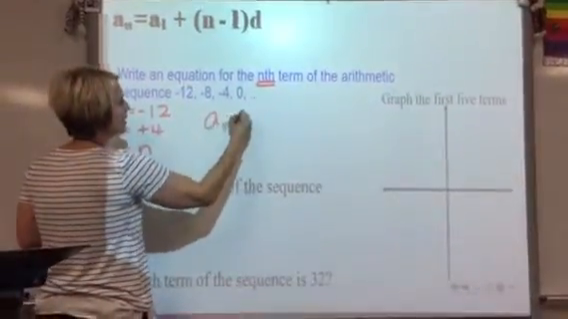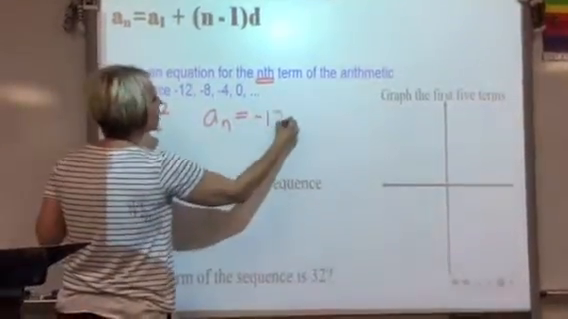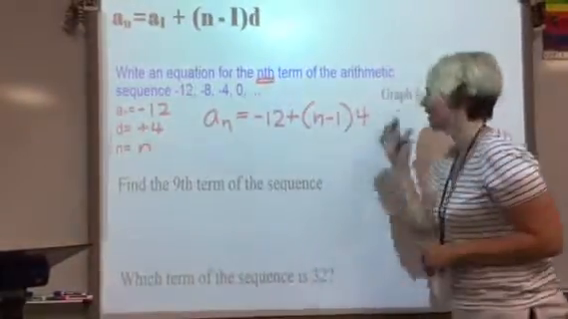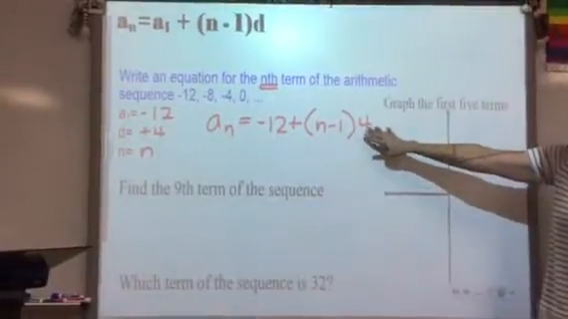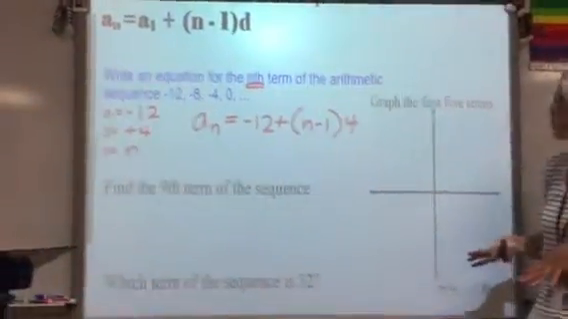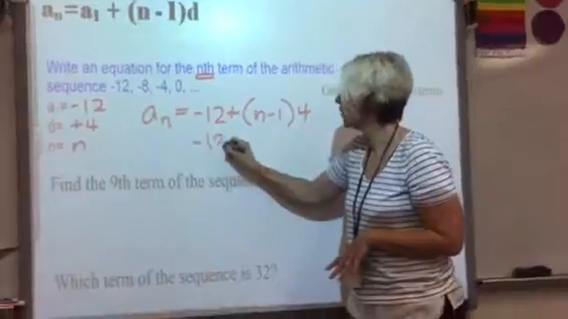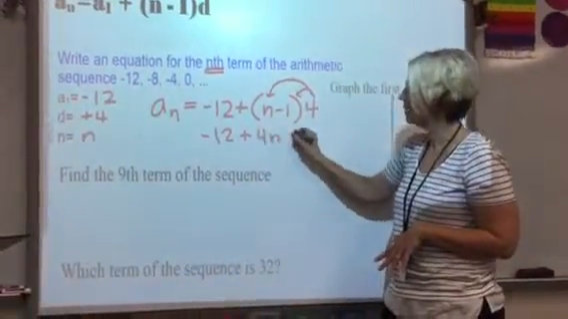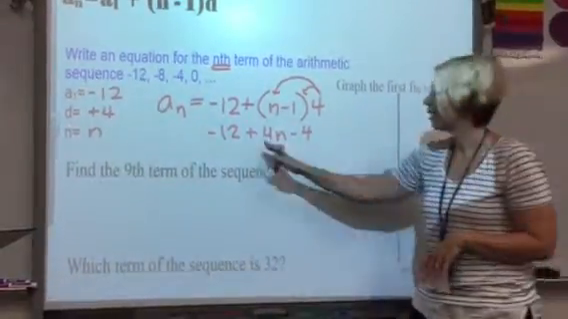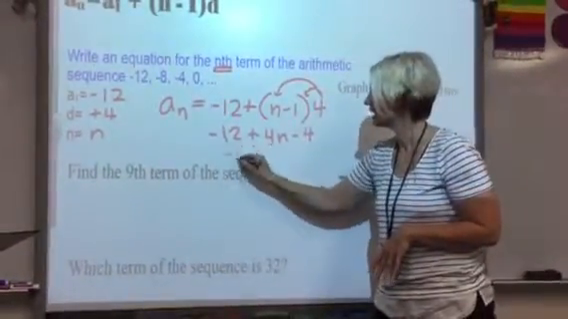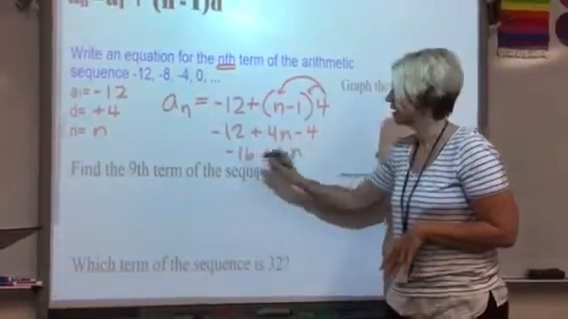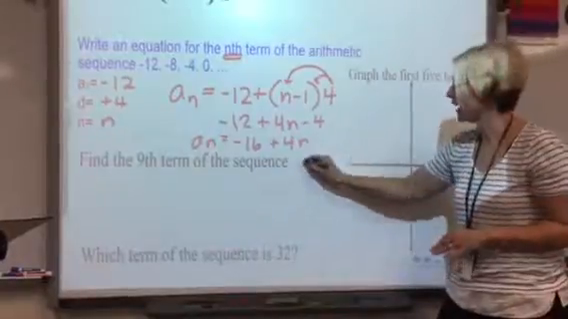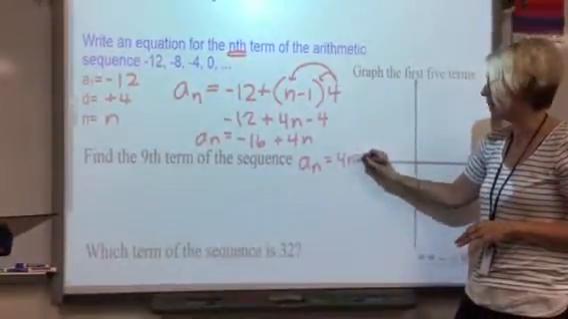a sub n is equal to the first term plus n minus 1 times 4. Now, you could leave it in this form, but I think we should try to simplify it. So this would be -12 plus, let's distribute this because it's just multiplication, 4n minus 4. Now I can combine these terms, so this is -16 plus 4n. So a sub n is equal to -16 plus 4n, or you could rewrite that to a sub n is equal to 4n minus 16.